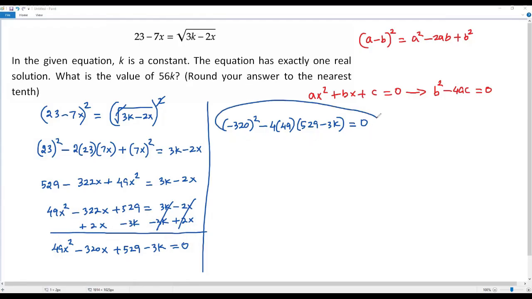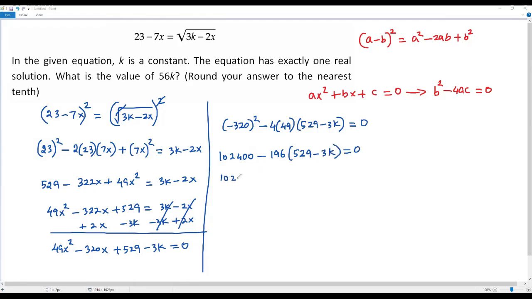Okay, now we have to solve for k in this equation. Now let's do some simplification. Here the exponent is an even number, so this negative will become positive. When I evaluate this, I am getting 102,400. And we can multiply this 4 and 49. I am getting 196 times (529 minus 3k) equals 0.